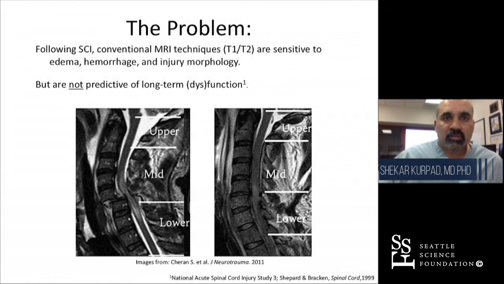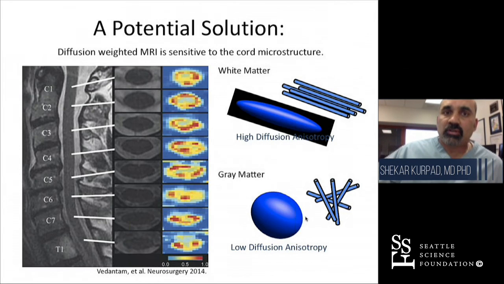One of the problems is that following spinal cord injury, conventional MRI techniques, i.e. T1, T2 weighted techniques, are sensitive to edema, hemorrhage, and injury morphology, but are not predictive of long-term dysfunction. This is essentially a grayscale image. One solution would be to try and measure diffusion in the substance of the spinal cord and use diffusion-weighted MRI, which has been our approach among other groups, in many other centers that study spinal cord injury.